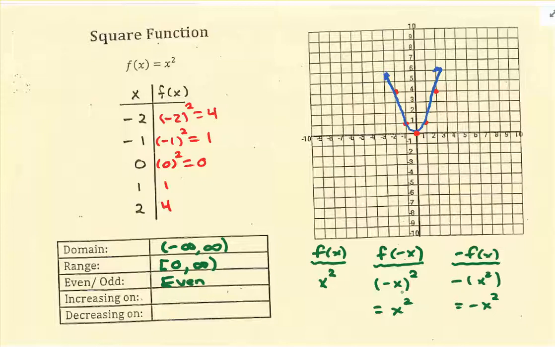As for increasing or decreasing, this graph does both. If you trace your finger from left to right along the graph, it starts out by decreasing. And the x values that this happens on are from -infinity all the way up to 0. The rest of the graph is increasing. In other words, the x values that cause the second half of the graph to go the way it goes, or increase, those x values would be from 0 to positive infinity.